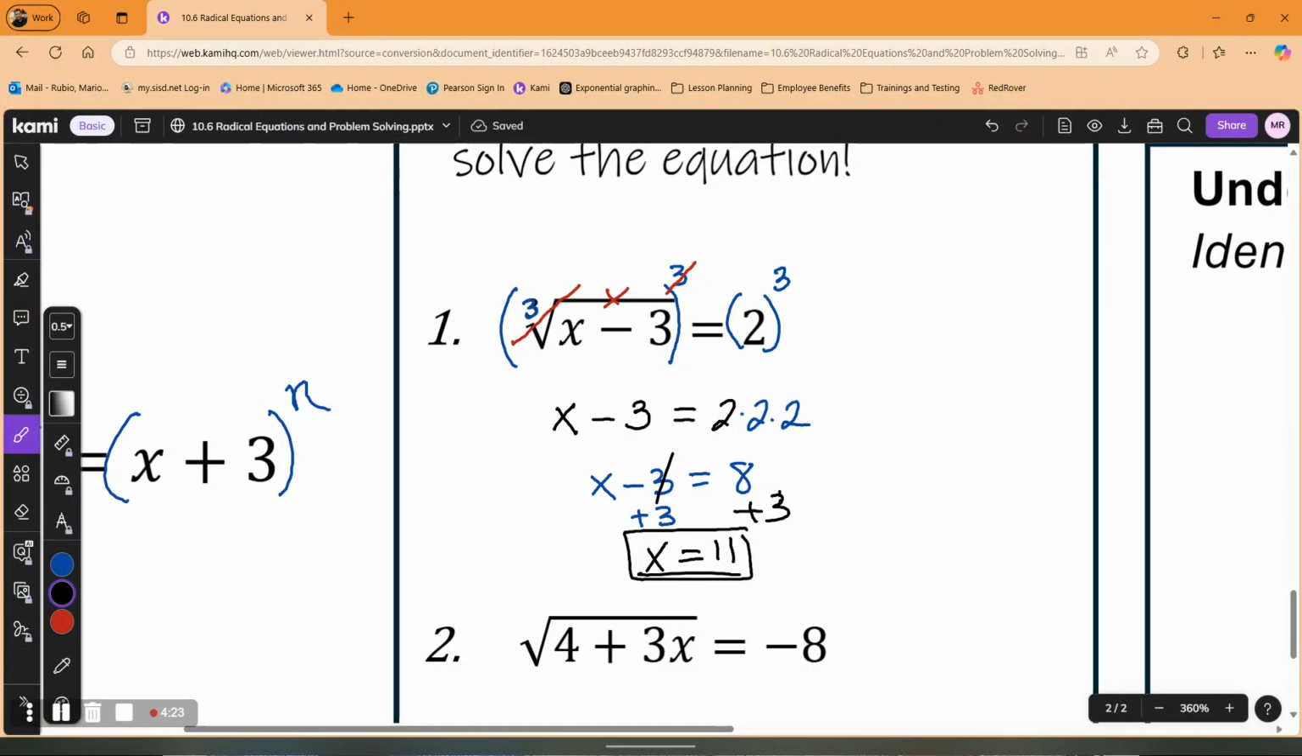Let's take a look at this one. There's no index, so we can assume there's a 2 there when there's no number. So I'm going to put some parentheses. I'm going to raise this to the power of 2. Put parentheses on the right side of the equation and raise that to the power of 2.